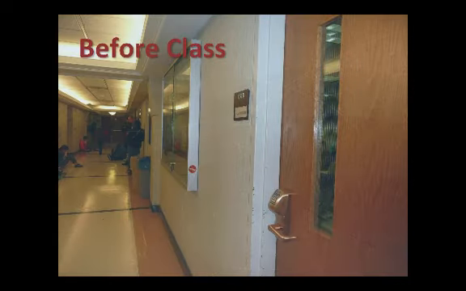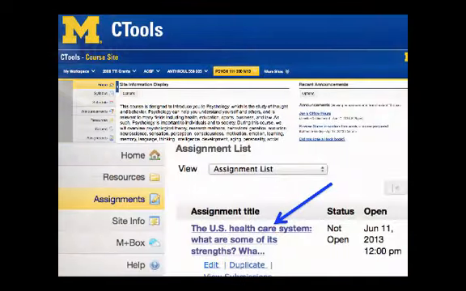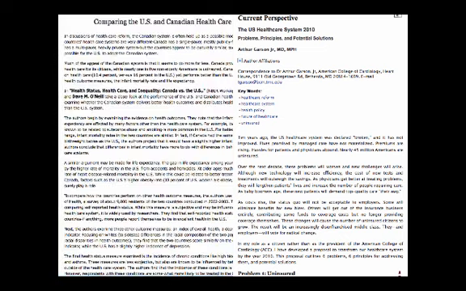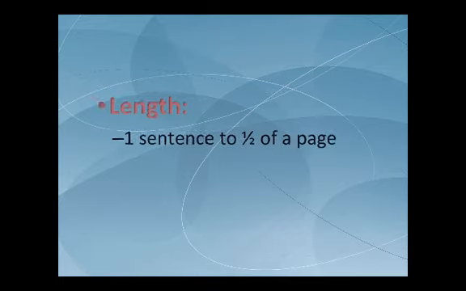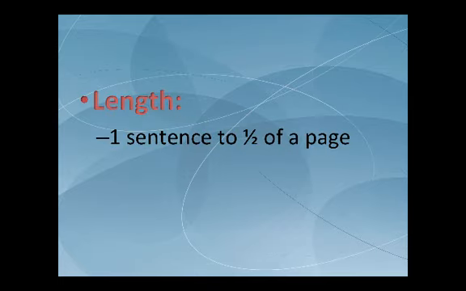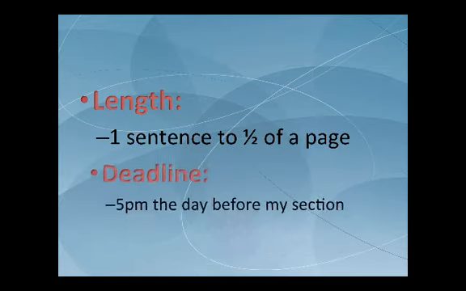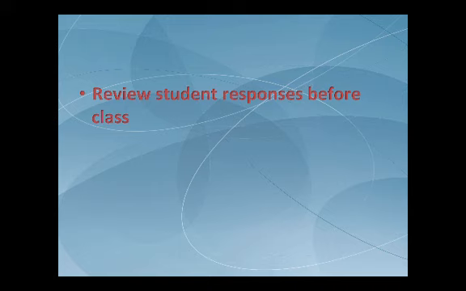Before class, I assign the minute paper exercise in C-Tools. Sometimes I provide specific prompts, and sometimes I simply ask students to write a brief comment or question in response to a reading. I set a length requirement, usually a range anywhere from one sentence to one-half of a page. I also set a clear deadline, such as 5 p.m. the day before my section. This gives me time to briefly review student responses before class.